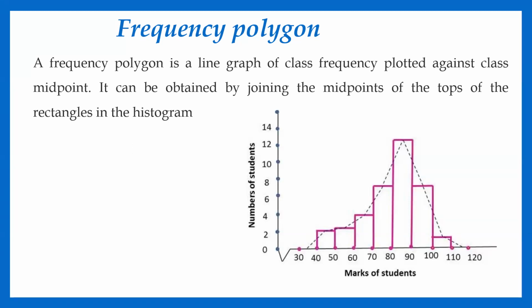When we create the frequency polygon with a histogram, it can be obtained by joining the midpoints of the top of each rectangle in the histogram. In this visualization, the frequency polygon is created by joining the midpoint of each top of the rectangles.